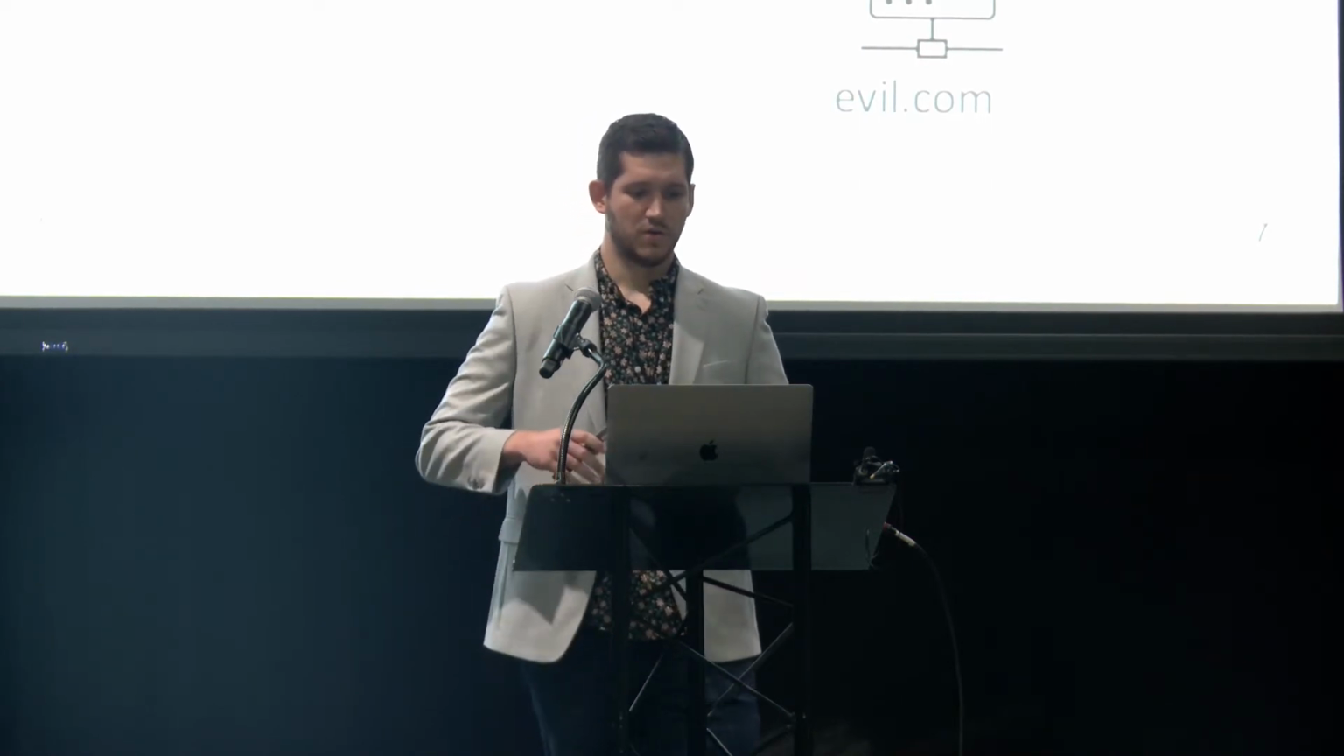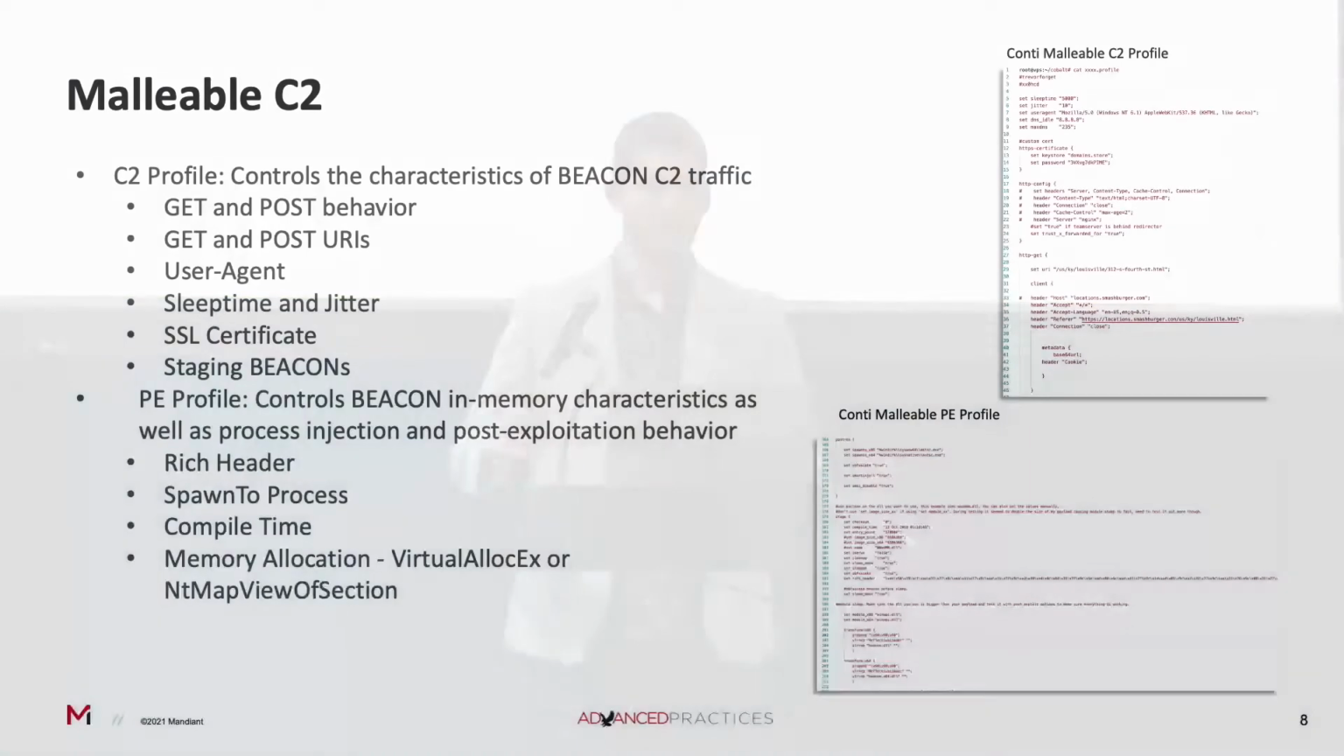And so, pivoting from that request, that's just one of the many things that you can configure when we're talking about Malleable C2. On the next slide, this is what comprises Malleable C2. When we talk about it, it's pretty much broken into two different parts, in my head at least. You have the C2 profile, and then you have the PE profile. The C2 profile controls almost everything that you can possibly imagine for your C2 traffic. You can see GET, POST, behavior, URIs, even your user agent, sleep time, everything like that.